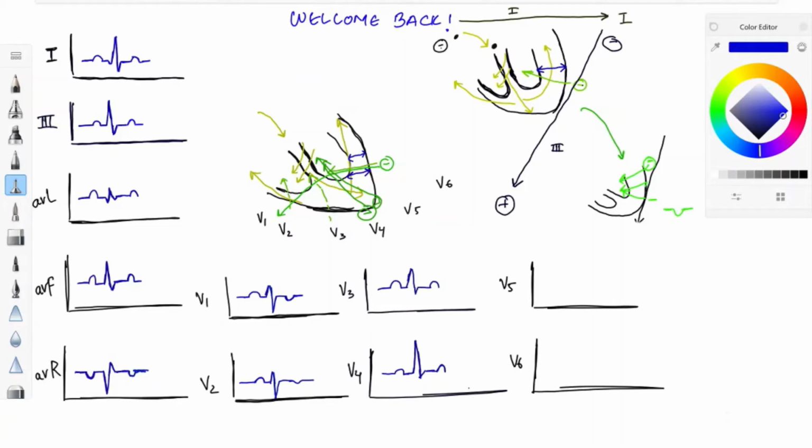Essentially, leads V5 and V6 are going to be pretty much similar to lead V4, with a positive P wave, a good QRS complex, which is positive, and then another repolarizing negative current going away from V5 and V6, which will result in a positive T wave. And that's how all the leads are made on any ECG.